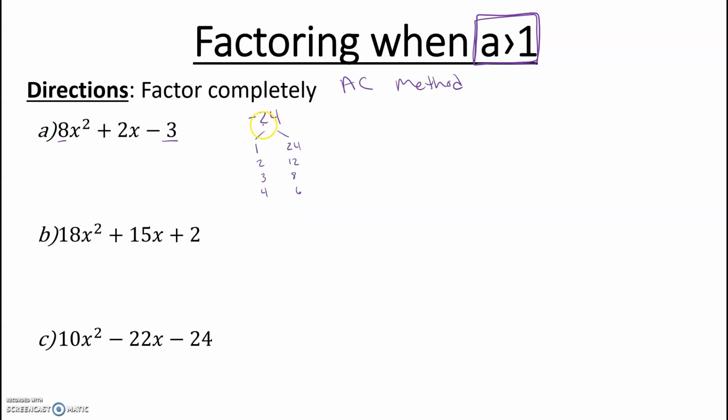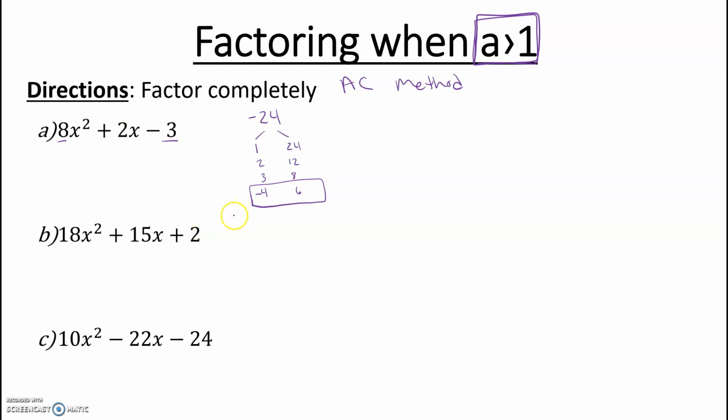So we know one of them has to be positive and one of them has to be negative. We want to get a positive 2. So how about 4 and 6? All right, 6 minus 4 gets me positive 2. So again, always go back and double check yourself. 6 times negative 4 is negative 24, and 6 plus negative 4 is 2, or 6 minus 4 is 2.